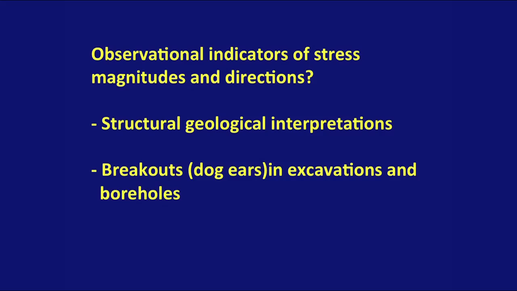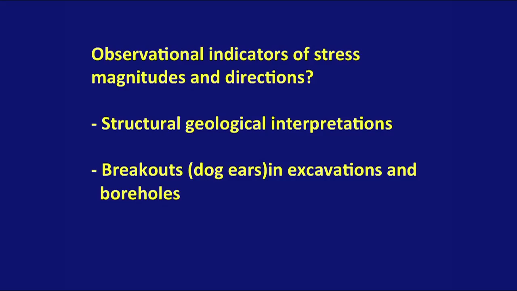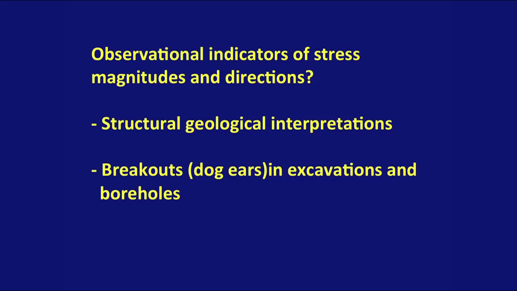What are observational indicators of stress magnitude and direction? Because you need that information for the boundary conditions in the rock mass. These are structural geological interpretations which can be done by specialist structural geologists, and breakouts, or we commonly know them as dog ears, in excavations and boreholes, because these give the orientations of the stresses.